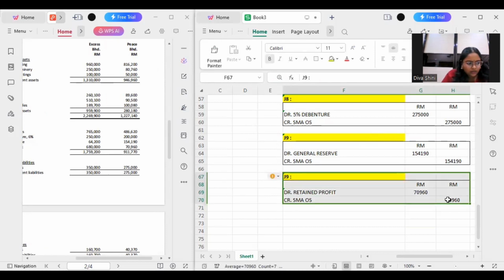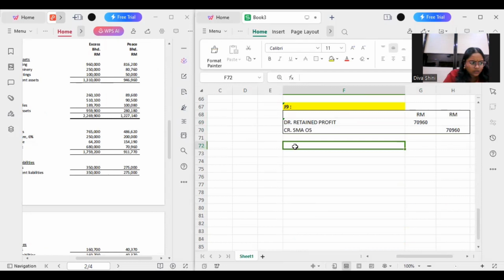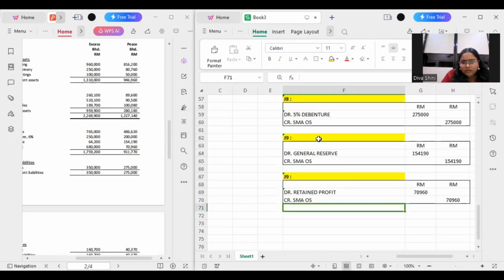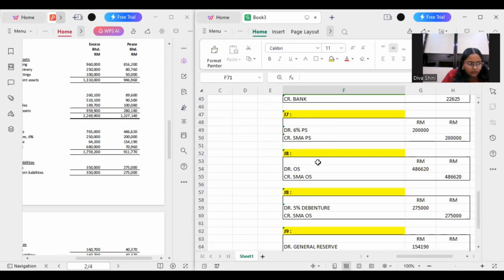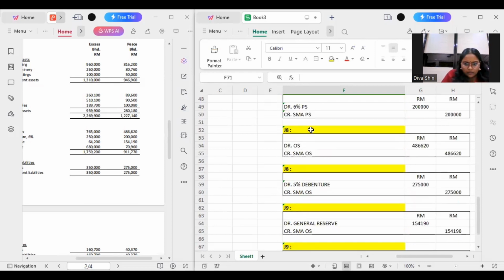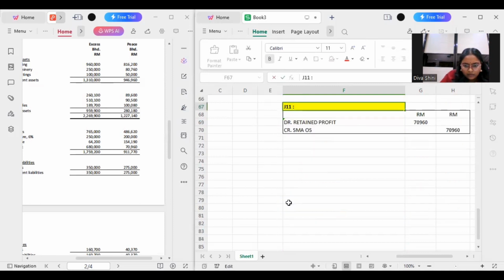And then journal 6 SME OS, 7 PS, 8 OS and 9. Okay, 8, 9, 10, 11, and last journal 12.